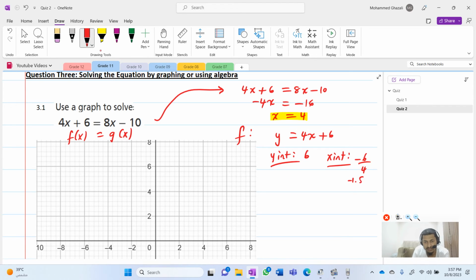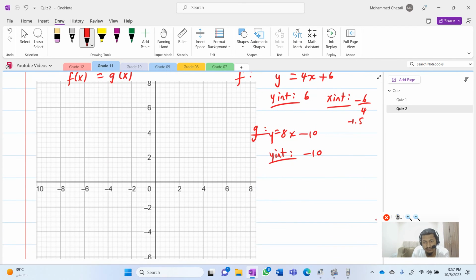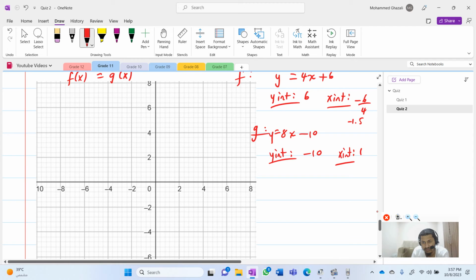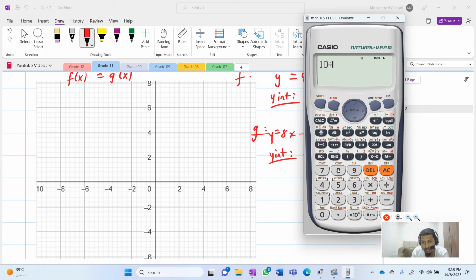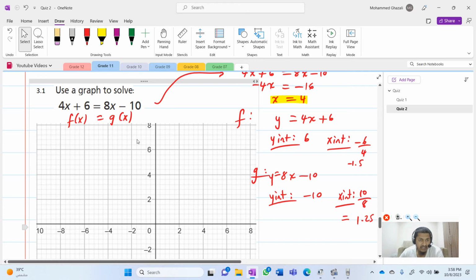For the second graph, which is g, we have y equals 8x minus 10. So my y-intercept is negative 10, and my x-intercept is, taking this negative 10 over, we'll get 10 divided by 8, which is 5 over 4, which is 1.25. That's my x-intercept.